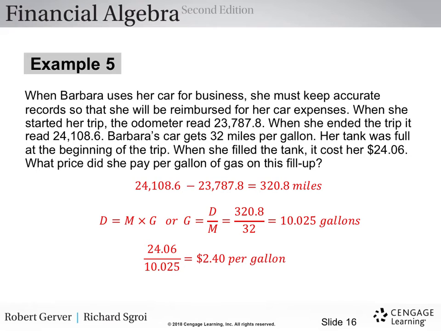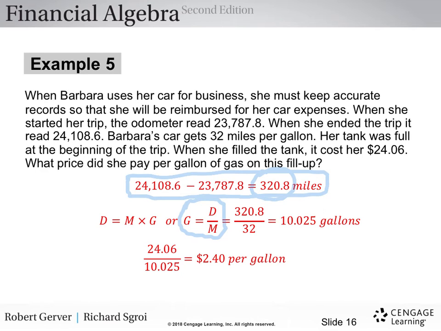All right, the first thing I'm going to do is figure out how many miles she drove. So if I take the two odometer readings and subtract them, I come out with the fact that she drove 320.8 miles. Now, next, distance is equal to miles per gallon times the number of gallons. So we're going to try and figure out how many gallons of gas she used. So if I solve for gallons, or G, I get that G is equal to D over M, or distance divided by miles per gallon.